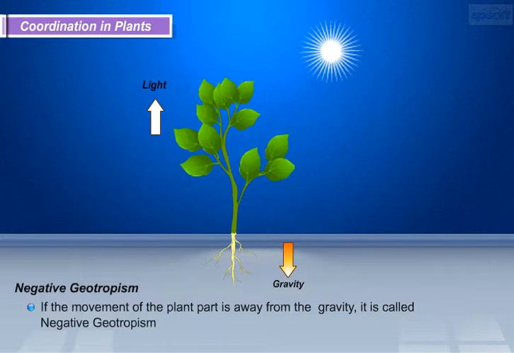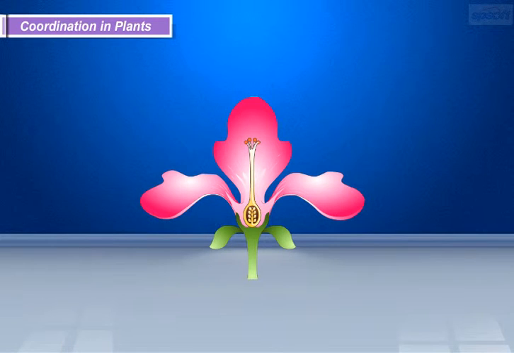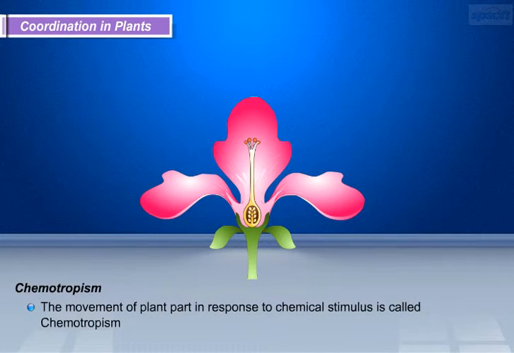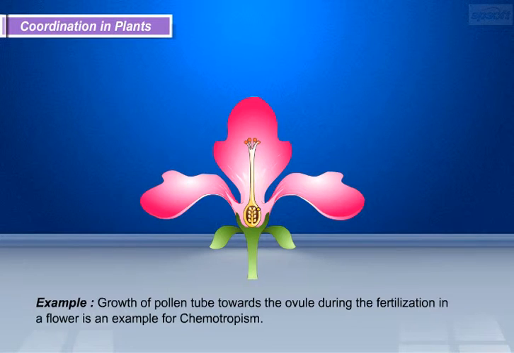Negative geotropism. If the movement of a plant part is away from gravity, it is called negative geotropism. Chemotropism. The movement or growth of a plant part in response to a chemical stimulus is called chemotropism. For example, growth of the pollen tube towards the ovule during fertilization in a flower is an example of chemotropism.